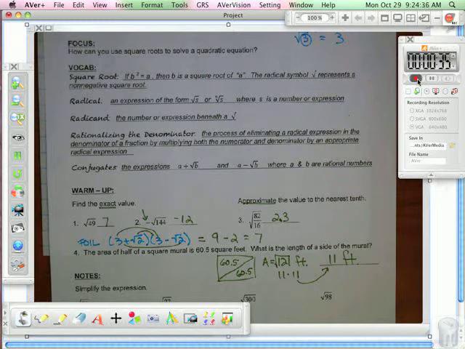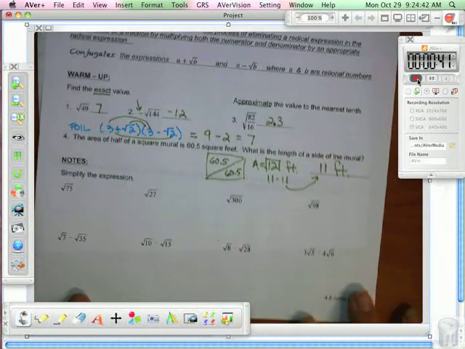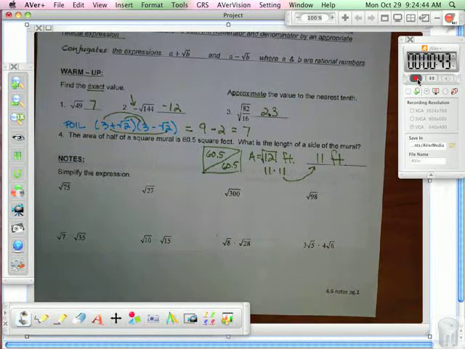But first, let's simplify. Now, ladies and gentlemen, when it says simplify, it does not mean go to the calculator and take the square root. No decimals in your answer. No decimals.